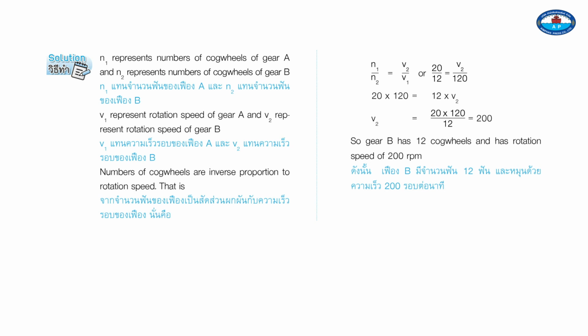That is, N1 over N2 equals V2 over V1, or 20 over 12 equals V2 over 120. 20 times 120 equals 12 times V2. V2 equals 20 times 120 over 12 equals 200. So, gear B has 12 cogwheels and has rotation speed of 300 RPM.